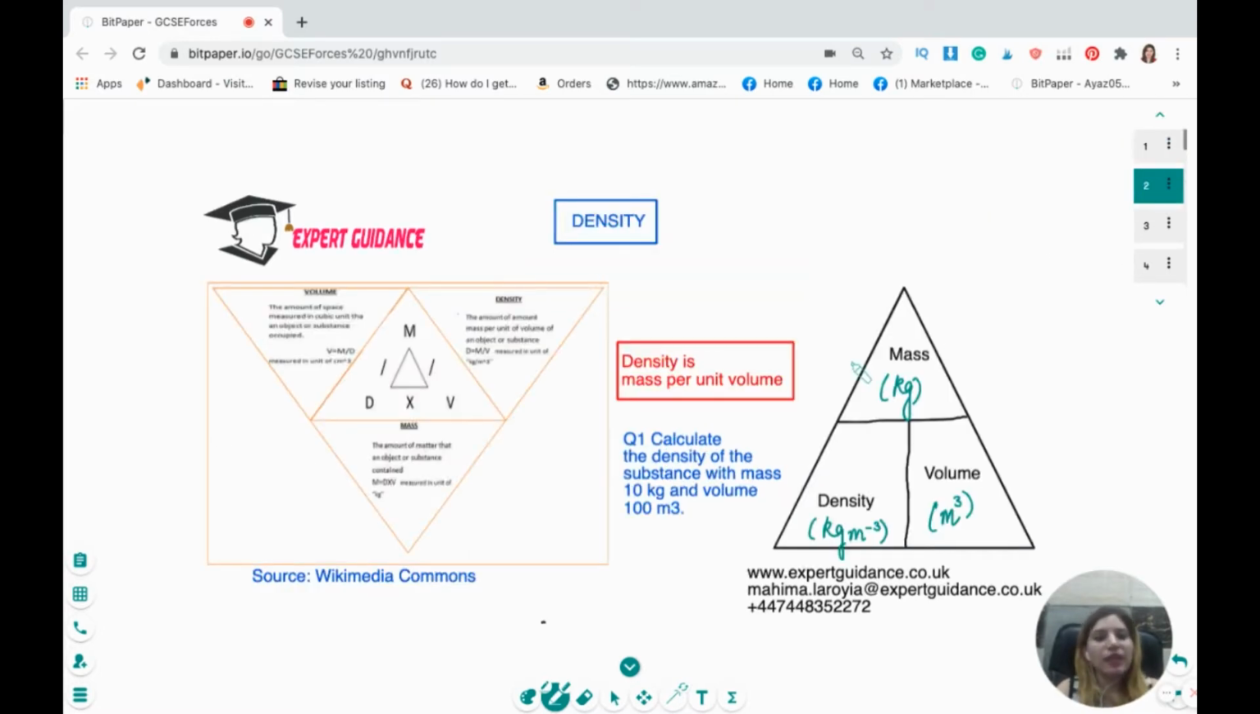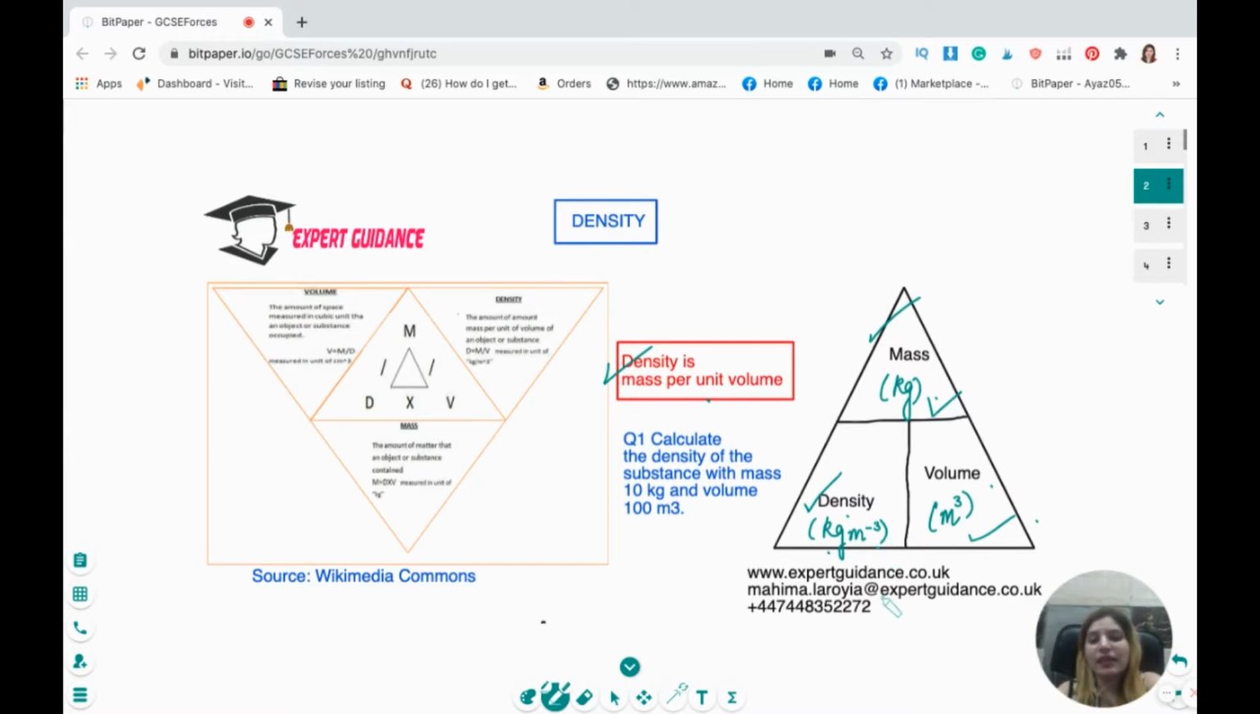So let's begin. Now, the first thing that you should know is what is the density of a material. Density is defined as mass per unit volume. If I put this in the form of a triangle, density is measured as mass over volume. You need to be very careful in physics with the units. Mass is measured in kilograms and volume is in meters cubed. So density will be kilograms per meter cubed.